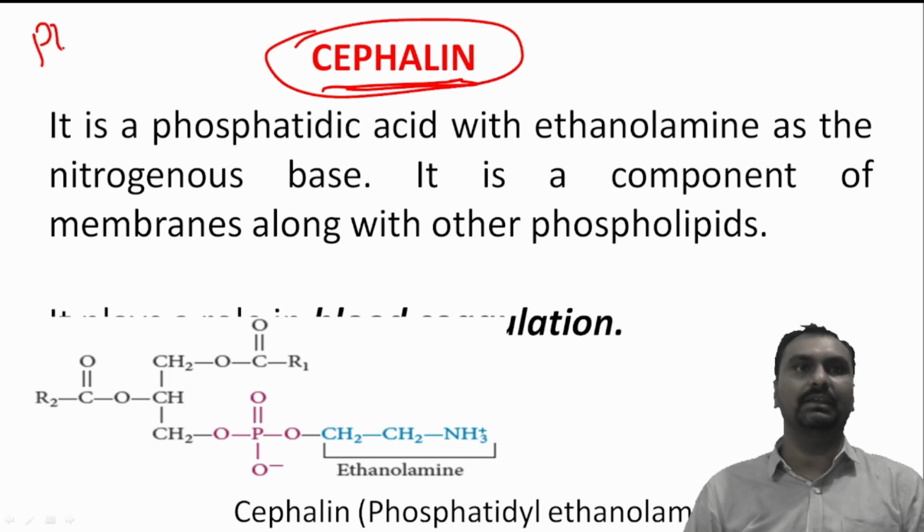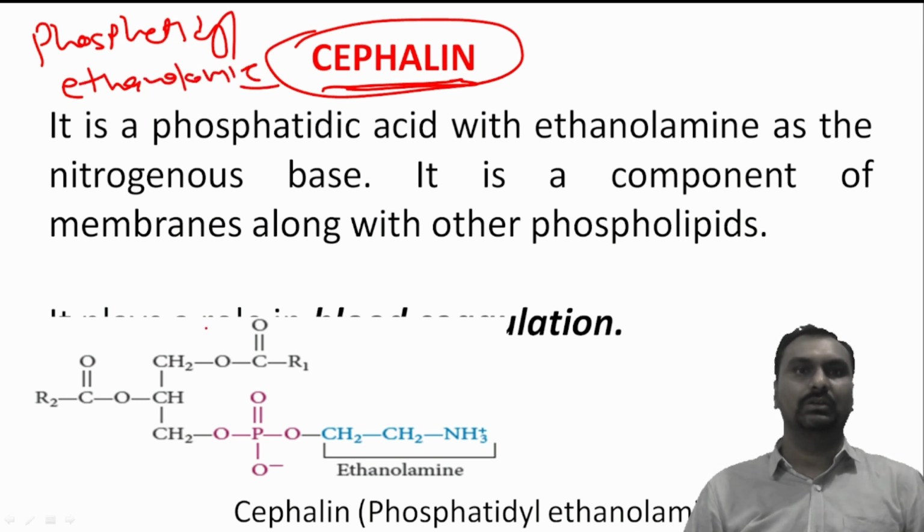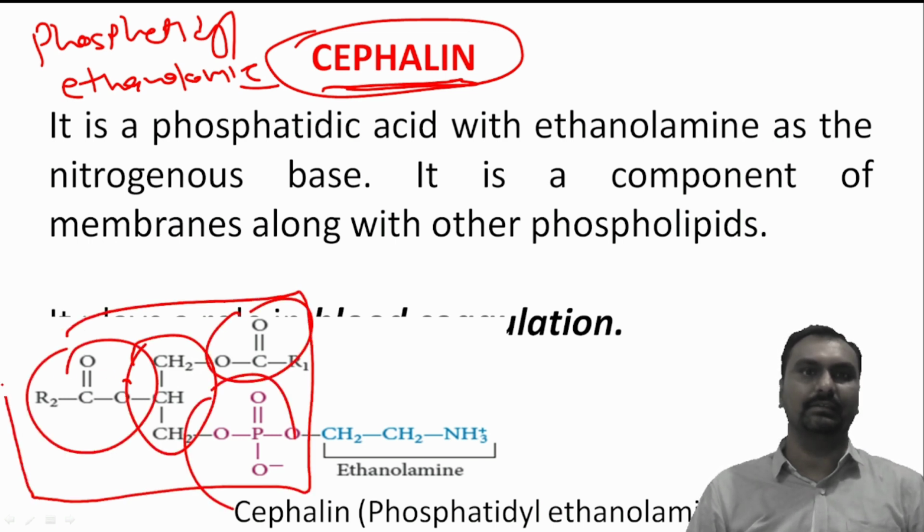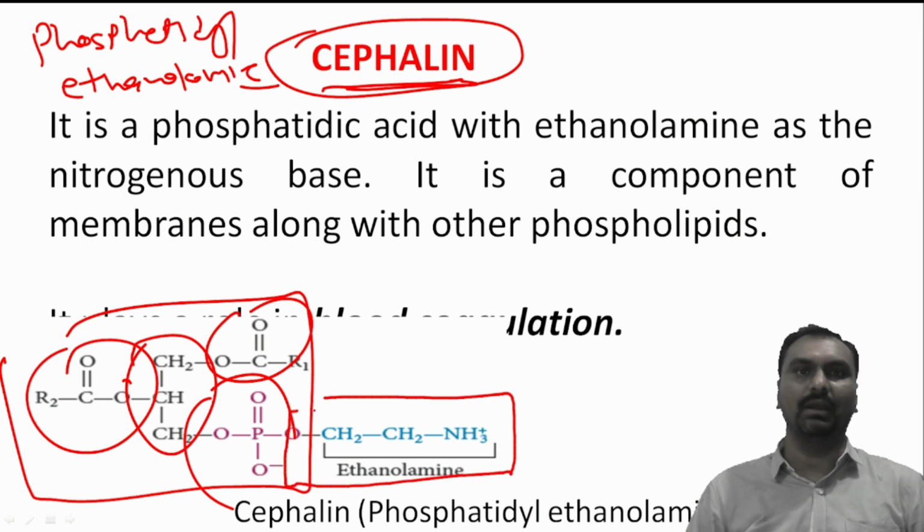The other name of cephalin is phosphatidyl ethanolamine. So here to the phosphatidic acid, you can see this is the glycerol, fatty acid and phosphate. This is the phosphatidic acid. To the phosphatidic acid, ethanolamine, CH2, NH3, that is the ethanolamine, is attached. It is called phosphatidyl ethanolamine, or it is called cephalin.